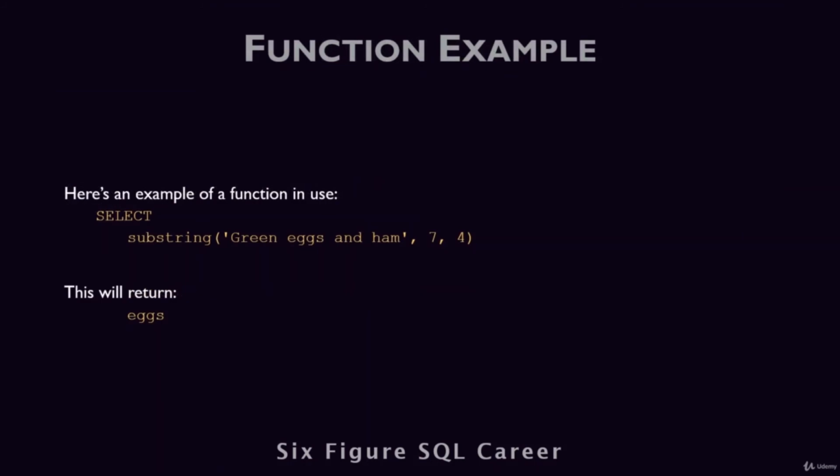So here's an example of a function in use. Substring is a function that works on text strings, and it will return a portion of an input string based on the starting position and the length of my substring. So in this case, I have a substring function which evaluates my input string as green eggs and ham. My starting position is 7, so that would be the 7th character from the left. So that would be E in eggs. And then 4 is the length of my string. So this will actually return eggs from my input string of green eggs and ham.